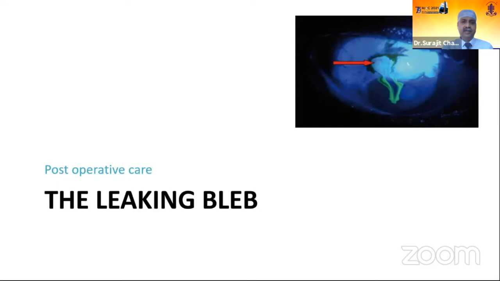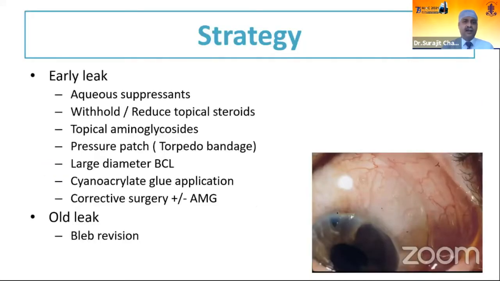So coming to the leaking bleb. An early leak can be treated with aqueous suppressants, withholding or reduction of topical steroids, topical aminoglycosides, pressure patch, large diameter bandage contact lens, fibrin glue application, or corrective surgery. An old leak needs a bleb revision.